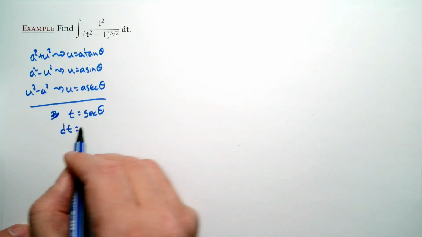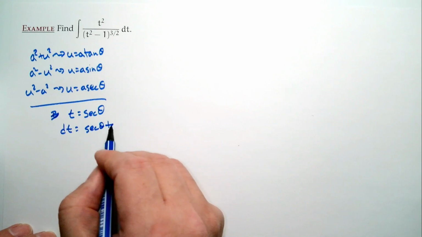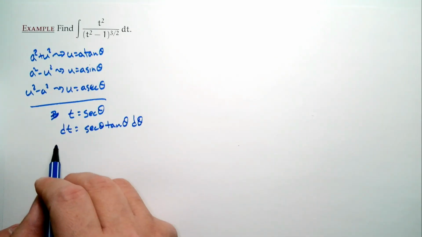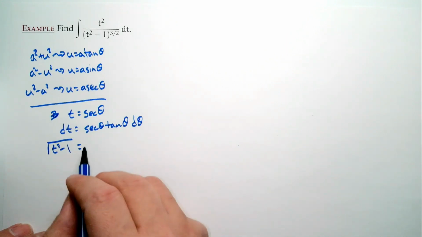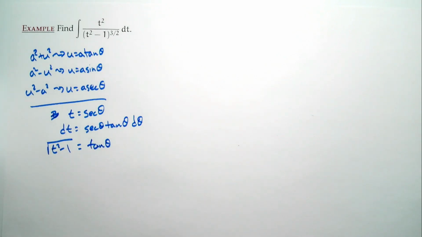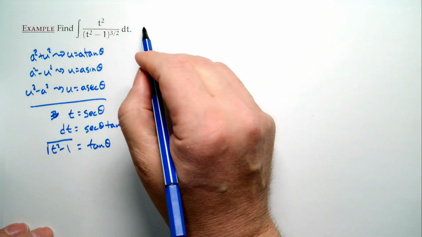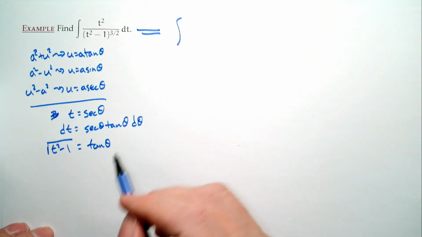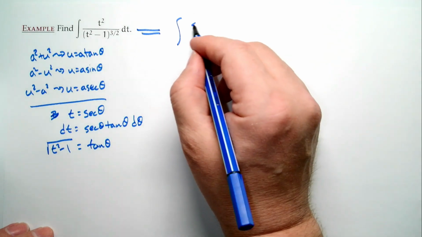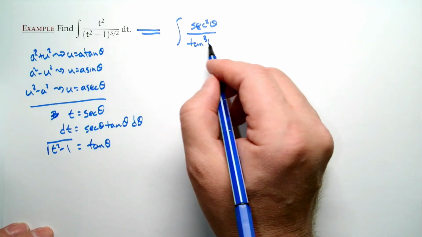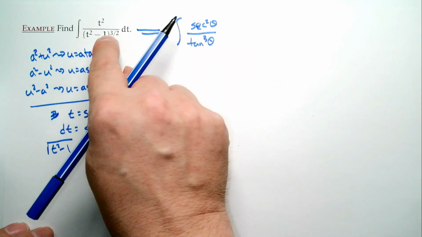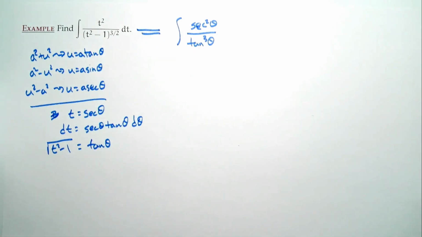What's the derivative of secant? Secant tangent. What is the square root of t squared minus 1? Tangent, because we go back to that identity, secant squared equals tangent squared plus 1. So with that substitution, what's the top? Secant squared. What's the bottom? Tangent cubed, because we really have a t squared minus 1 to the 1/2, but then that's being cubed. So that becomes tangent cubed.